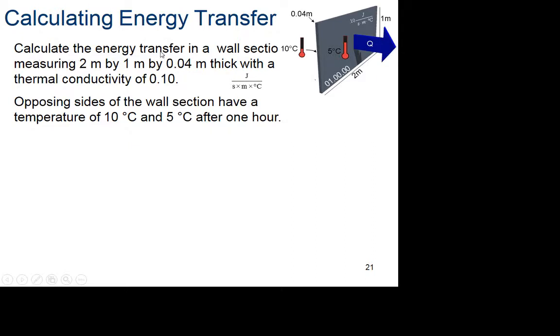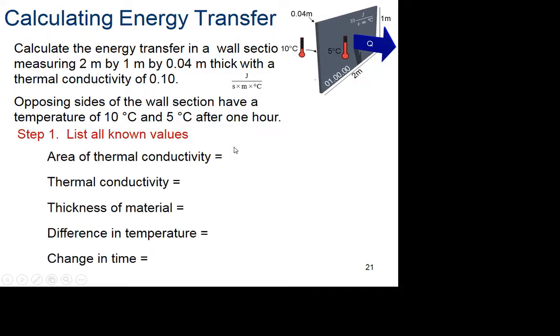So it says calculate the energy transfer in a wall section measuring 2 meters by 1 meter, and that's 0.04 meters thick with a thermal conductivity of 0.1. So they're telling us how big the wall is, how thick the wall is, and how well it transfers energy through. Opposing sides of the wall have temperatures of 10 degrees and 5 degrees after 1 hour. So we're also given information about the temperature difference between inside and outside.